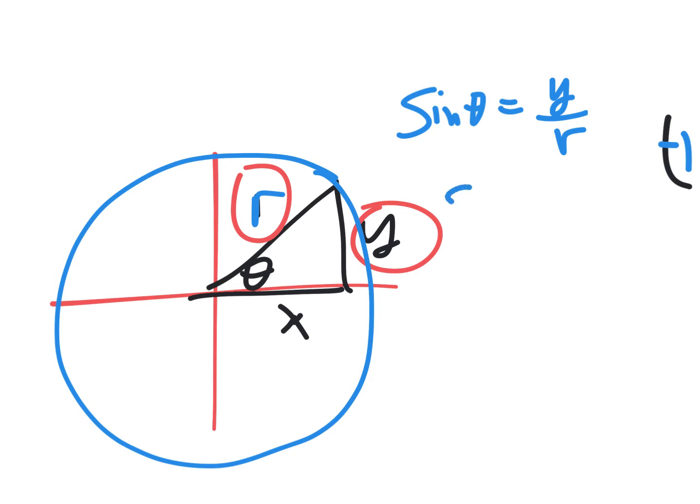Would you please finish this? What is cosine and what is tangent in terms of y's and x's and r's? In other words, now you've got to throw the r's in there.